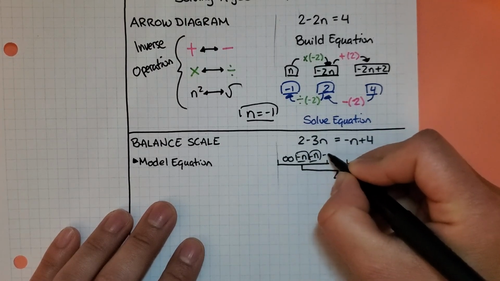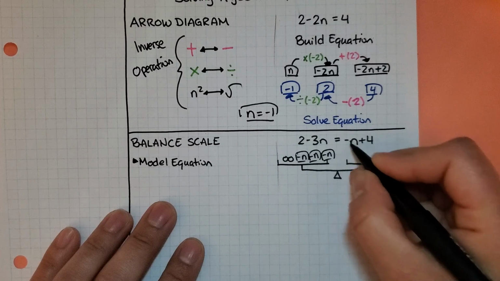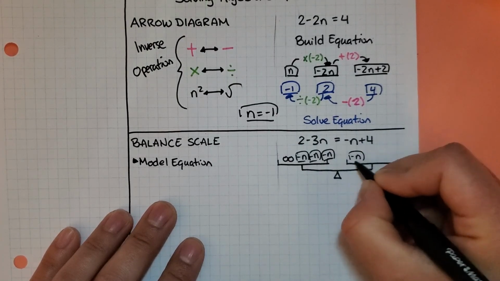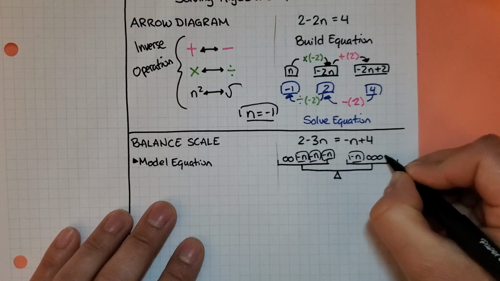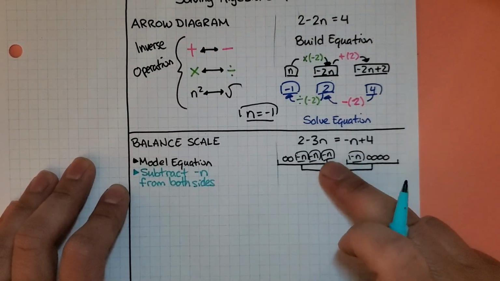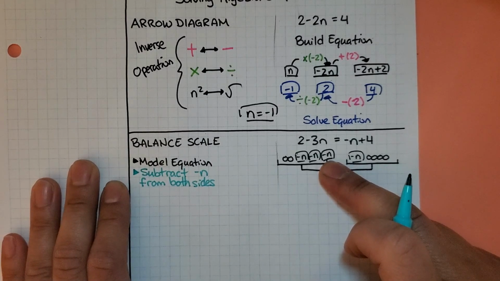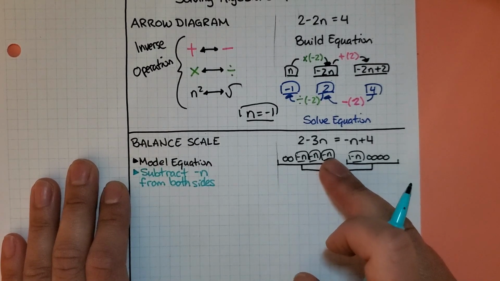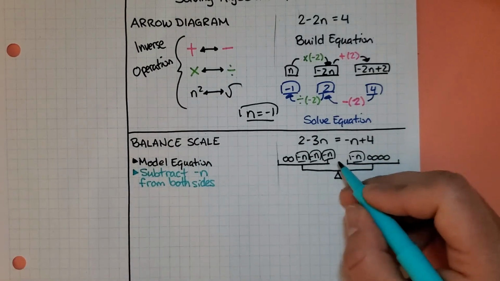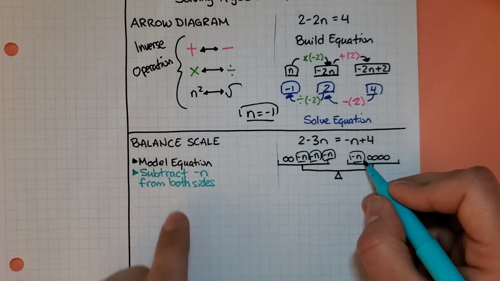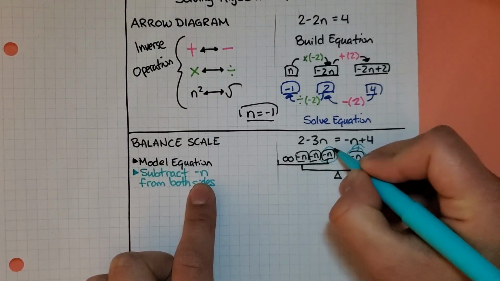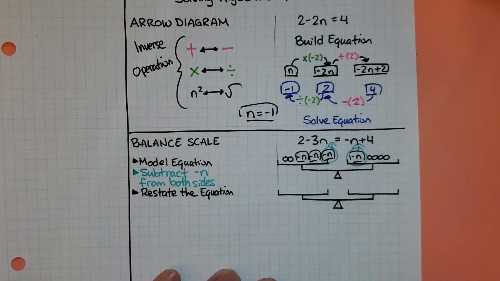2, 3. And then the other side, -n, so just one of those boxes, and 4 counters. Our goal is to figure out what one of these -n's equal, or what one of these n's equals. So we're trying to isolate it. So we're going to start with just getting rid of this one. So we're going to subtract -n from both sides.